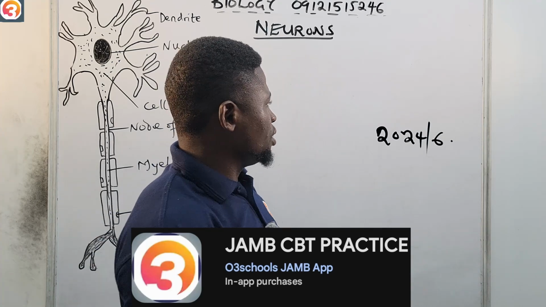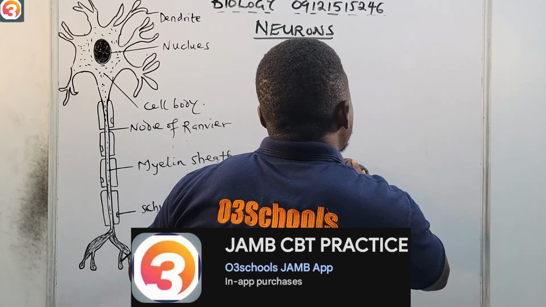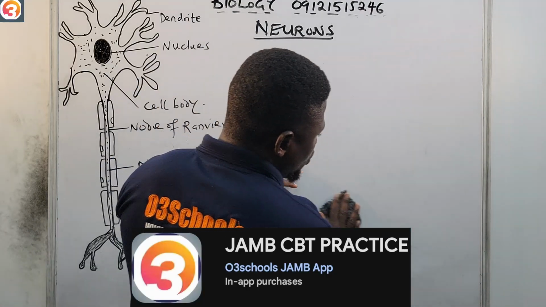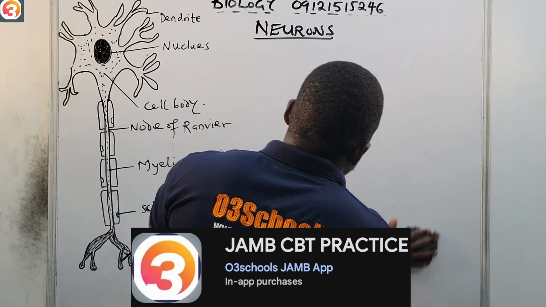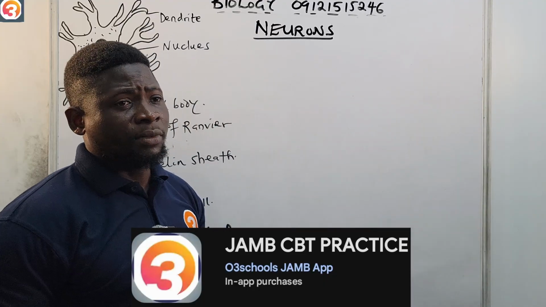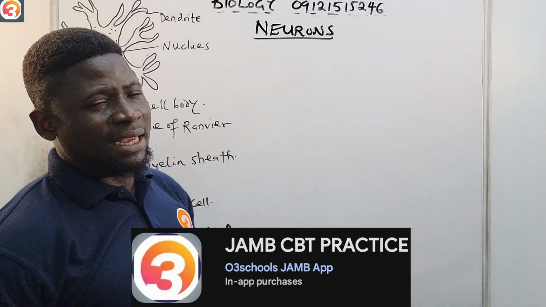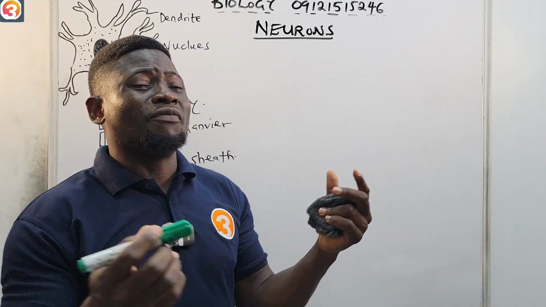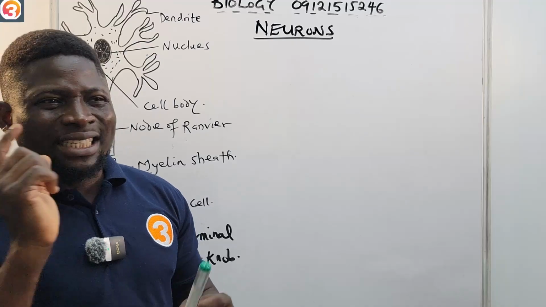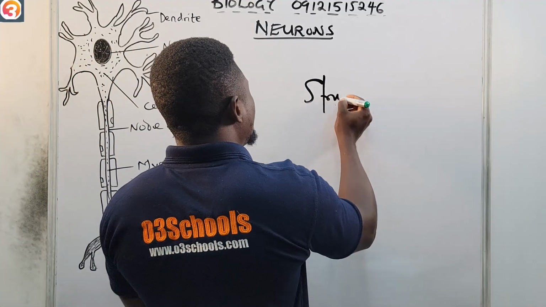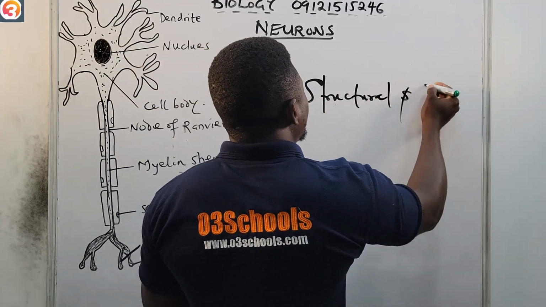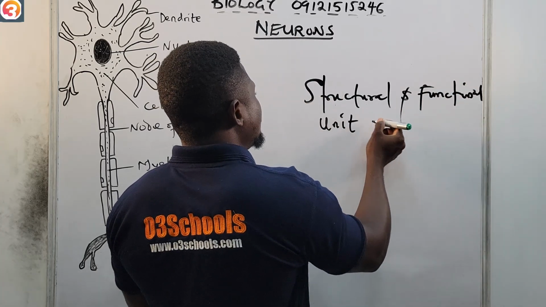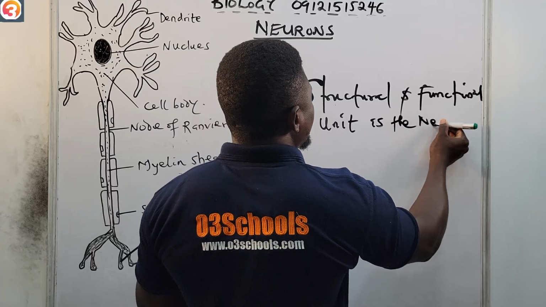All right, so let us continue with what we have today, which is the neurons. In the last class, where we did an introduction to coordination and control, we made a lot of headway, and we ended by saying that the nervous system is an organ system that's made up of many structures. But we say that the structural and functional unit of the nervous system is the neuron.